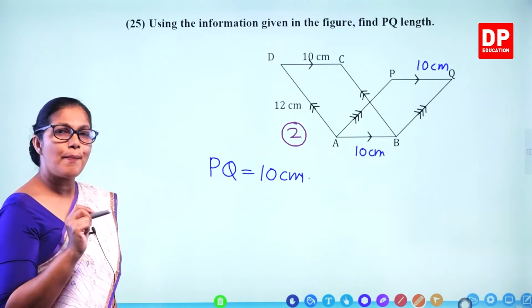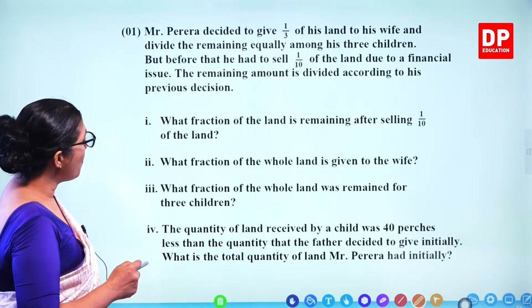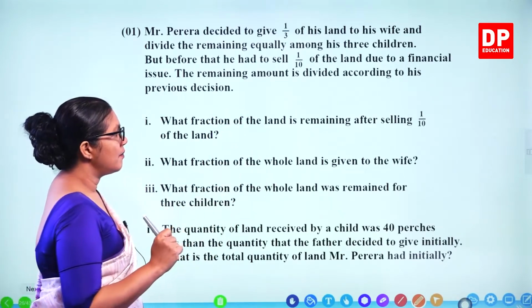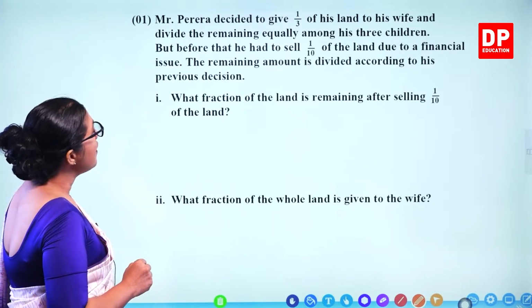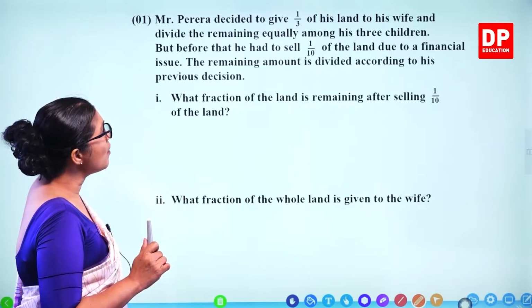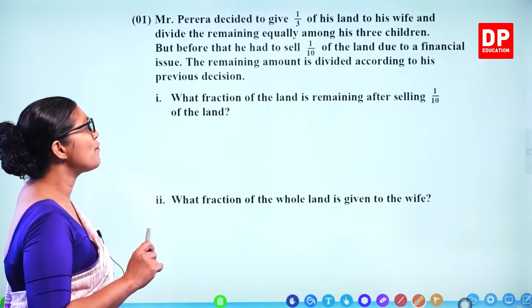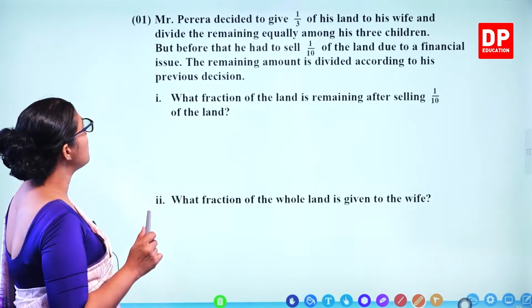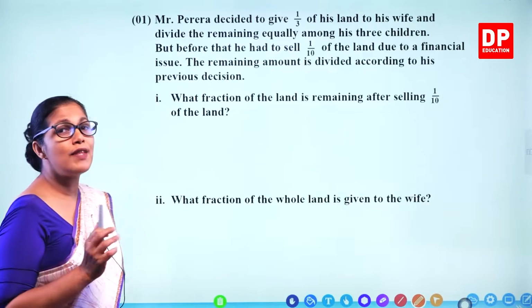Now we'll look at part B. This is part B, question number 1. So you get 4 parts. Spaces are given, so you can write the answers here, but I'll do it separately. So take the first part. Mr. Perera decided to give 1/3 of his land to his wife and divide the remaining equally among his 3 children. But before that, he had to sell 1/10 of the land due to a financial issue. The remaining amount is divided according to his previous decision. What fraction of the land is remaining after selling 1/10 of the land?